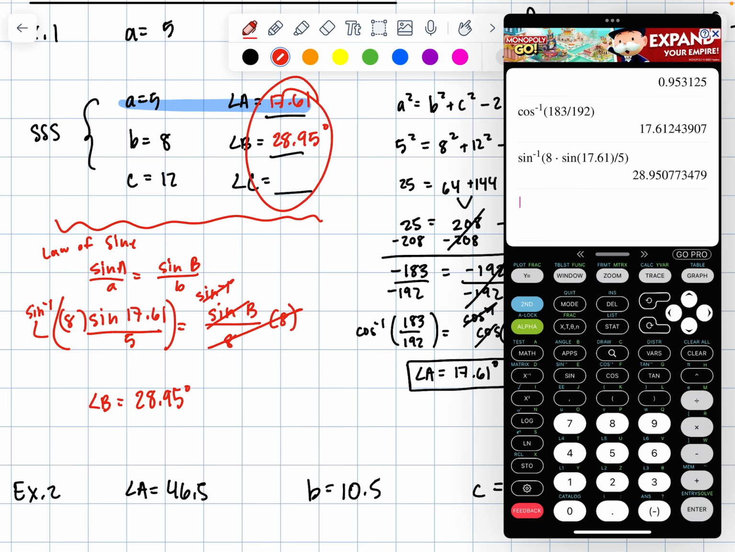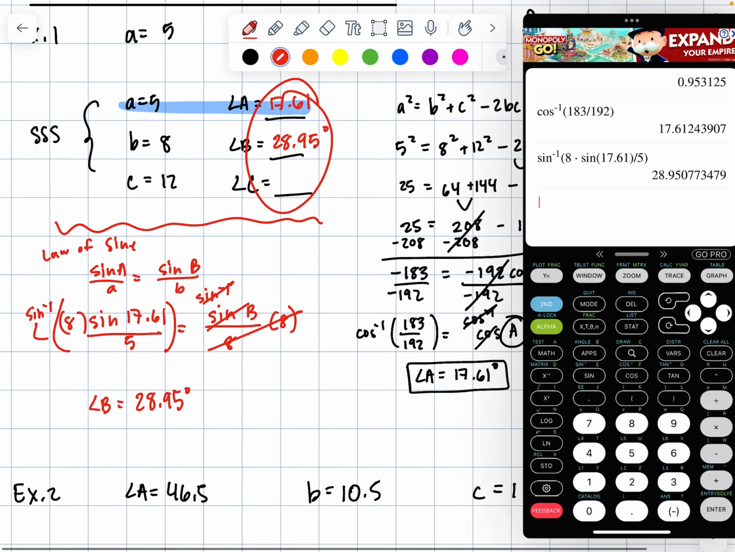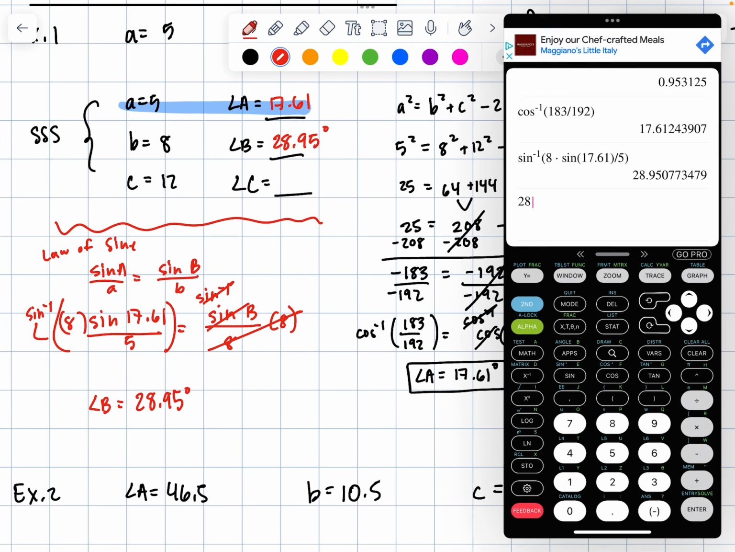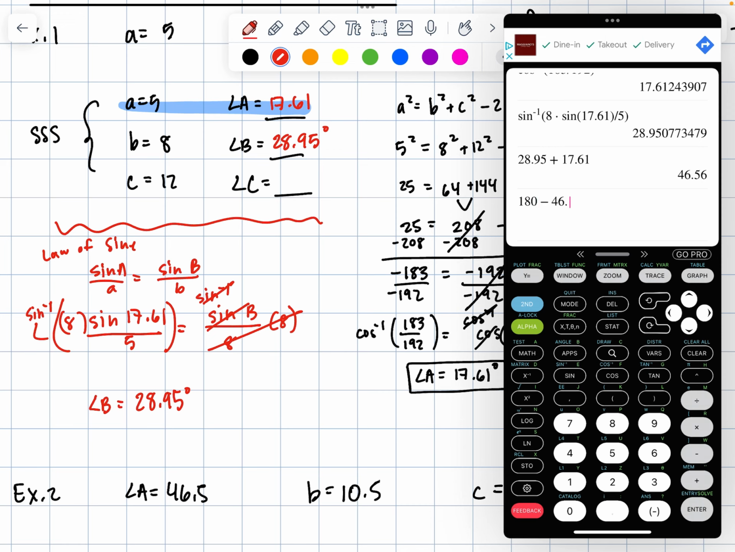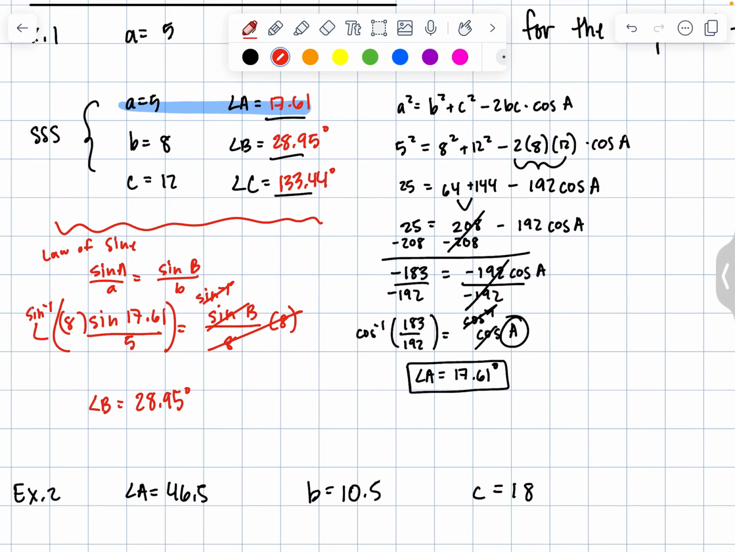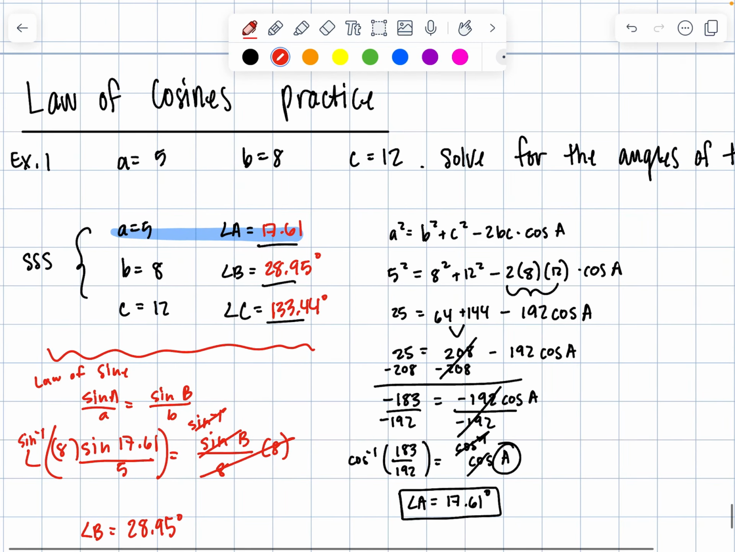And now, if you notice, we have 2 out of the 3 angles. So, to solve for the third angle, we could just add these 2 angles up. So, we do 28.95 plus 17.61. And then we take that value, 180 minus 46.56. We get 133.44. And now we have all 3 angles in this triangle, okay? So that's how you use the law of cosines.